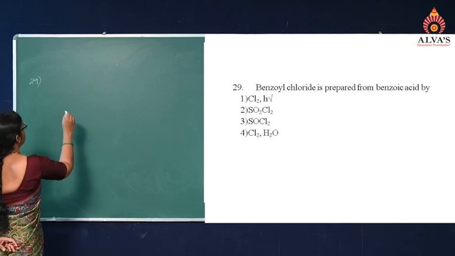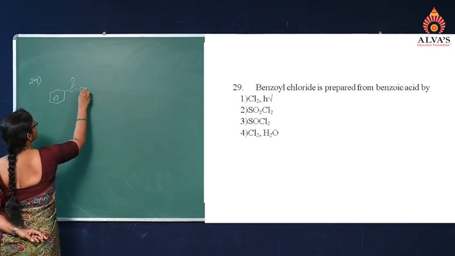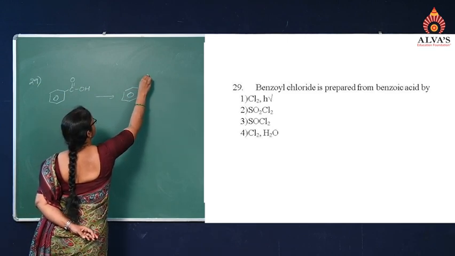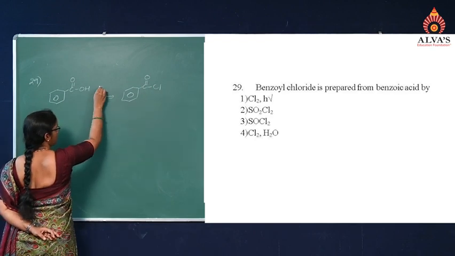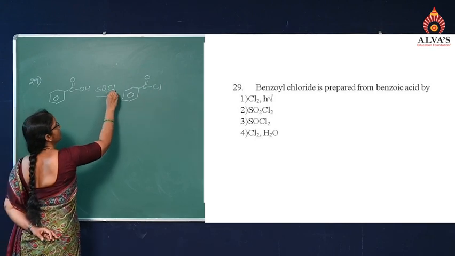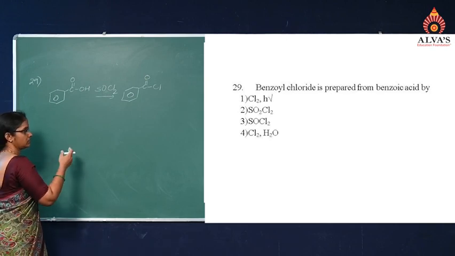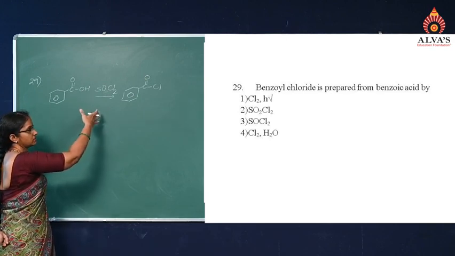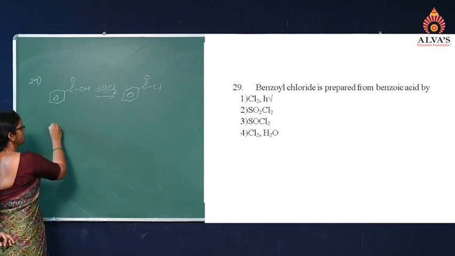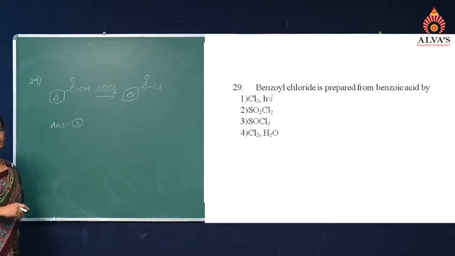Now conversion of acids to acid chloride can be easily brought about by using thionyl chloride, SOCl2, and it is the best way of halogenation, because all the products other than the benzoyl chloride formed will be gaseous in nature and can be removed. So answer for this question is option 3rd.